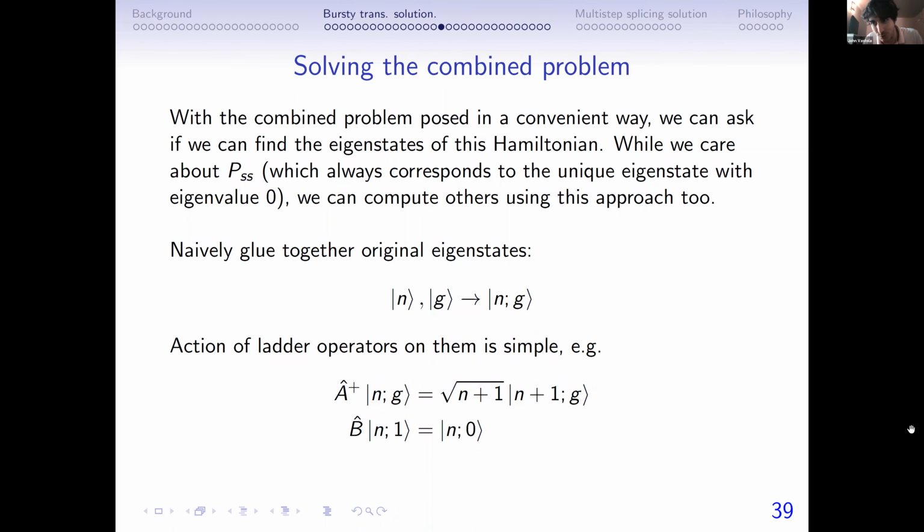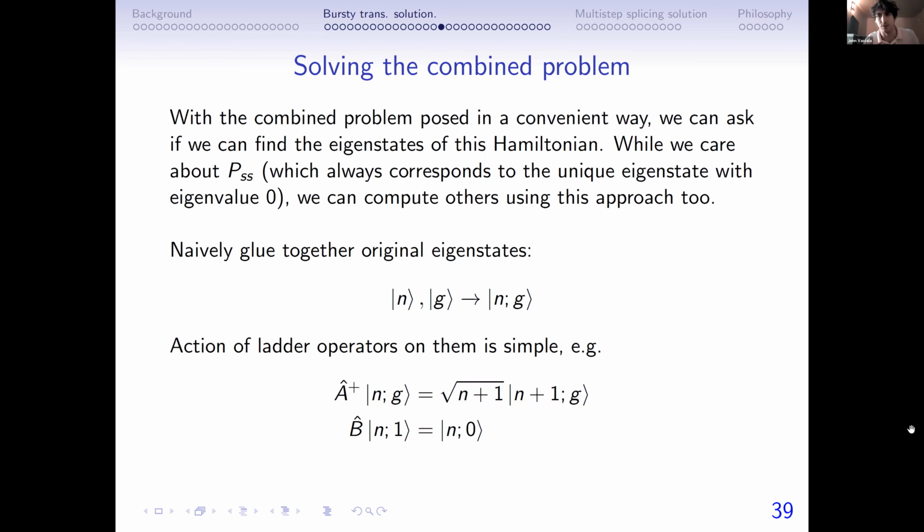Okay, two or three more slides and it gets a little bit better. So now we have our combined problem Hamiltonian posed in terms of these ladder operators. And you can ask the question, can I find the eigenstates of this Hamiltonian? Or in particular, can I find the ground state, which has eigenvalue 0, which corresponds to the steady state probability distribution, which is the thing that we really care about.